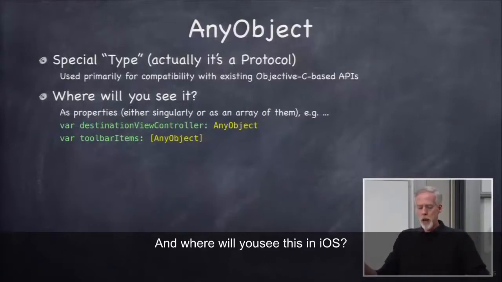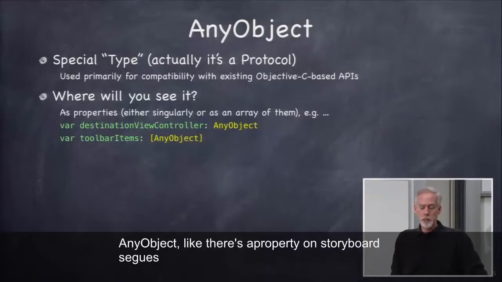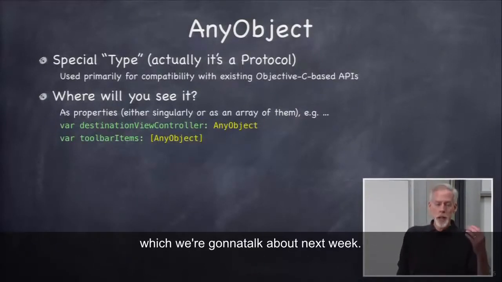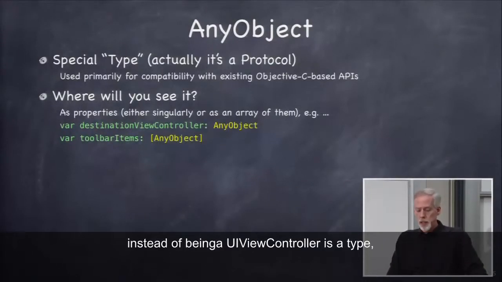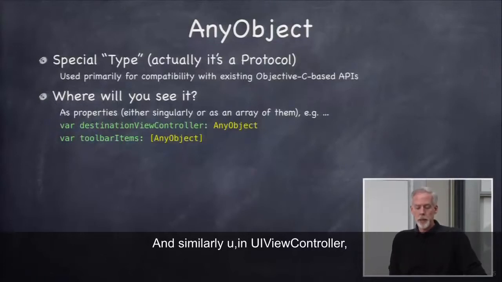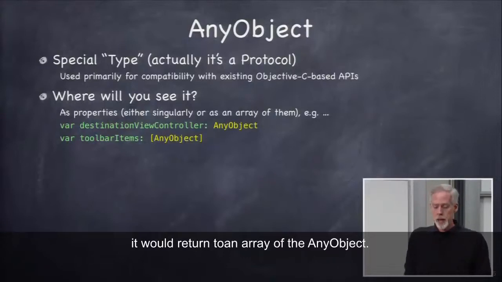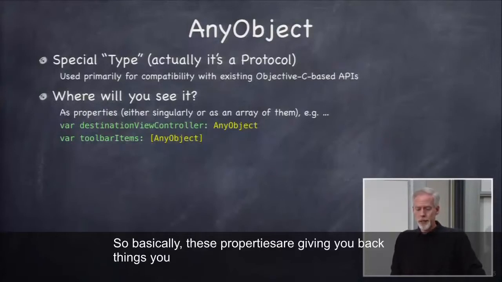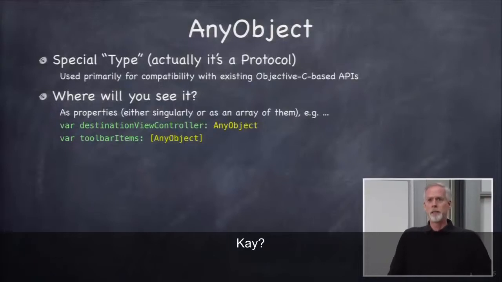And where will you see this in iOS? Sometimes you'll see properties that are AnyObject, like there's a property on storyboard segues, which we're going to talk about next week, called destinationViewController. Instead of being a UIViewController, it's a type, it's AnyObject, okay, for historical reasons, really. And similarly, in UIViewController, there's a property called toolbarItems, and it returns an array of AnyObject, okay? So basically, these properties are giving you back things you don't even know what they are, okay?